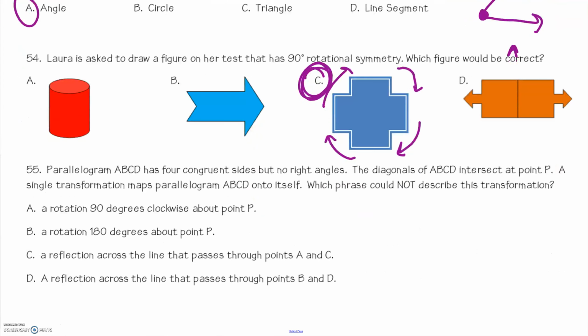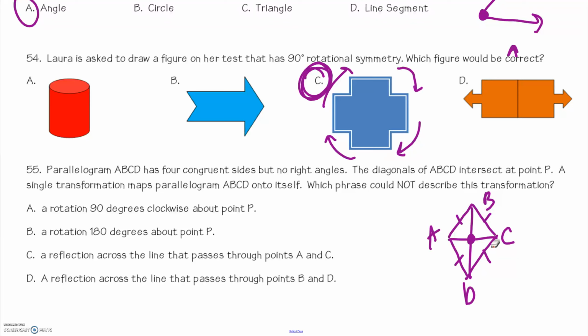Okay. 55. Parallelogram ABCD has 4 congruent sides but no right angles. The diagonals intersect at point A. So I have this parallelogram. Draw it like this. I've got A, B, C, and D. They intersect in the middle. These are all congruent. Okay.